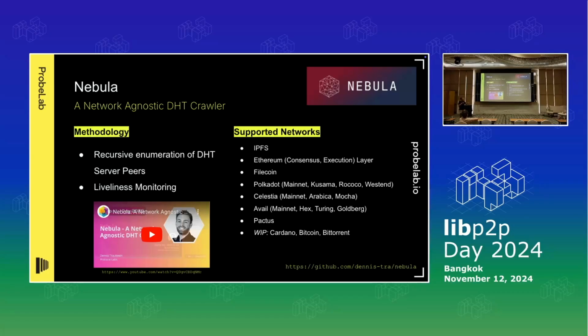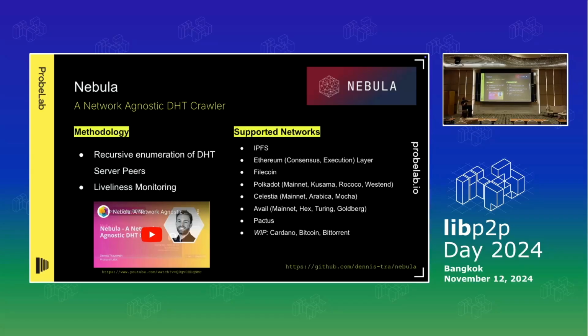By these measures, we are able to get a comprehensive view of all peers that are discoverable in a network. We use this to build a topology map of which peers are actually participating there, how many servers are there in the network, and so on and so forth. After we have identified these peers, we can also do liveliness monitoring. How long do they stay online, and when do they churn? What's the dynamicity of the network?